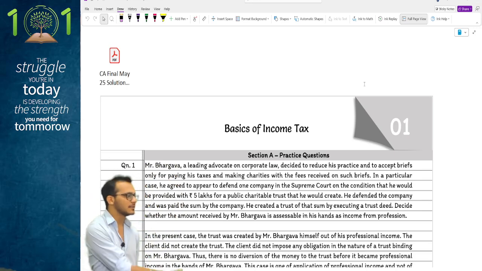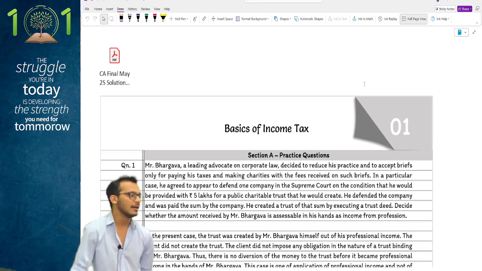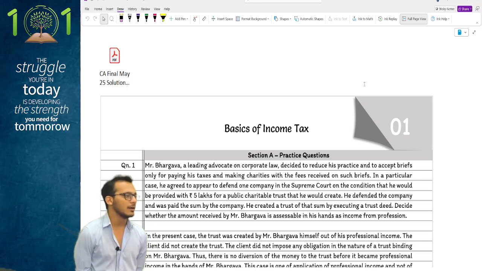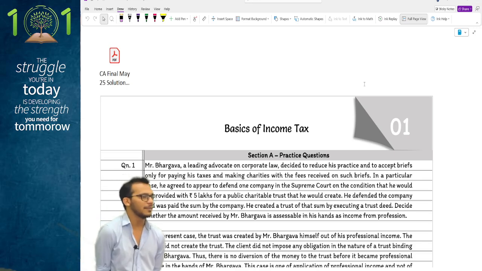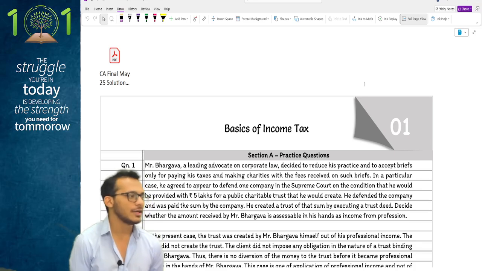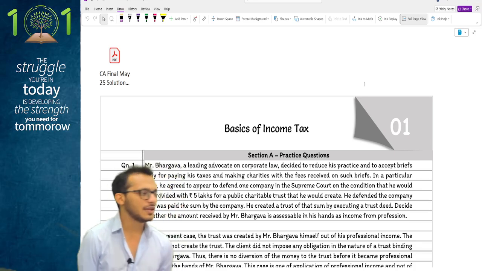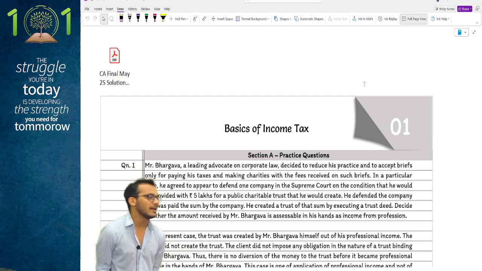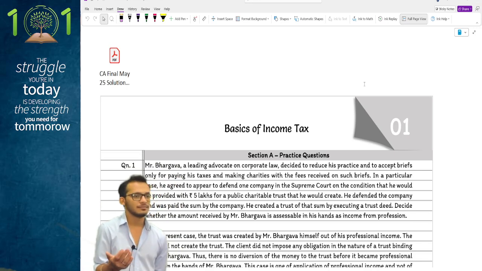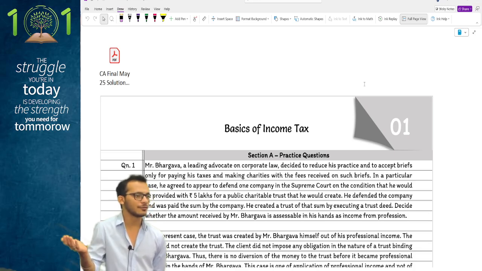In the present case, Mr. Bhargava has created an executive deed for transferring his share of profit to a public charitable trust. The decision was made by Bhargava and he has the authority to also rescind such decision, and therefore this is an application of income. In light of the above, the income will be taxable in the hands of, correct? No.